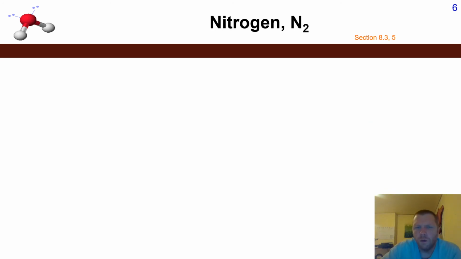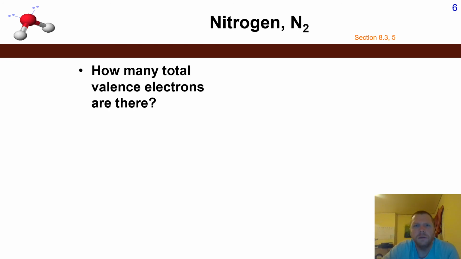So now we're going to wrap this up with N2, nitrogen. Now this is a diatomic molecule. How many total valence electrons? That's where we're starting. So we've got each nitrogen. Nitrogen is bringing in 5 electrons plus 5 more from our second nitrogen. So we've got a total of 10 electrons with which to work.